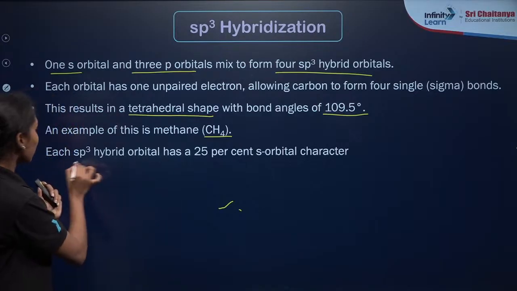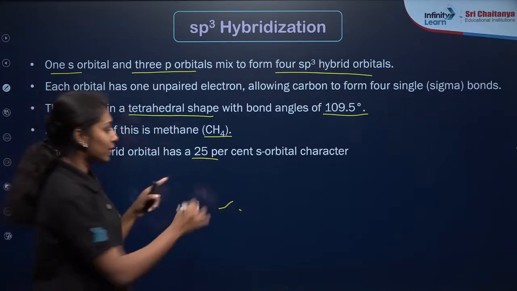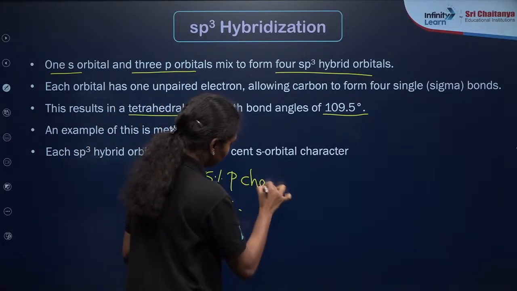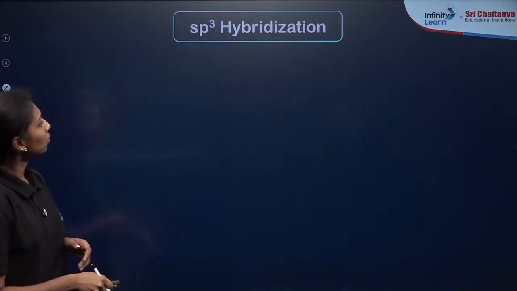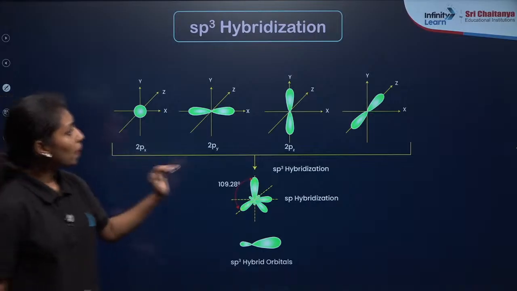Then what you're observing, each sp3 hybrid orbital has 25% s character and the remaining 75% will be the p character. So this is a case of sp3 hybridized orbital, right?